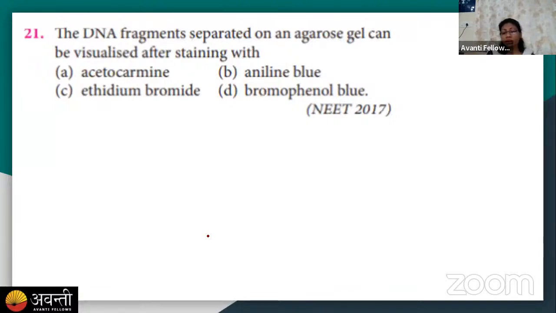Now your next question: DNA fragments separated on an agarose gel can be visualized after staining with. We have discussed this so many times, so I don't think we have to read each and every option. Just look for the answer. And yes, you have given the correct option, that is C, because we know the DNA fragments separated during gel electrophoresis can only be visualized by ethidium bromide. So we just look for ethidium bromide. There it is given. That is our correct answer. Very good, Yadagiri.